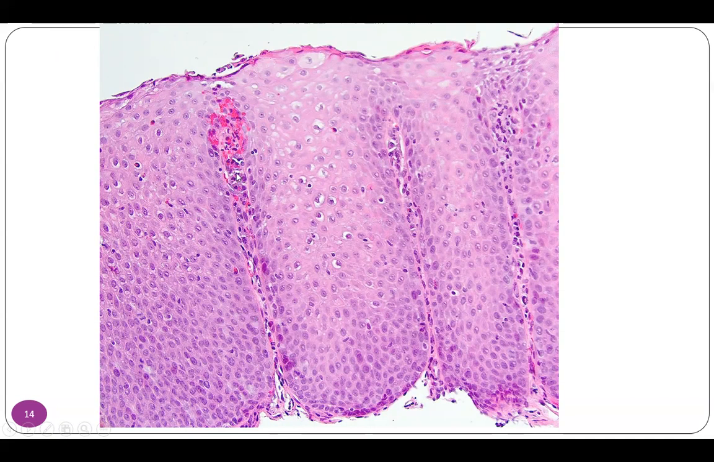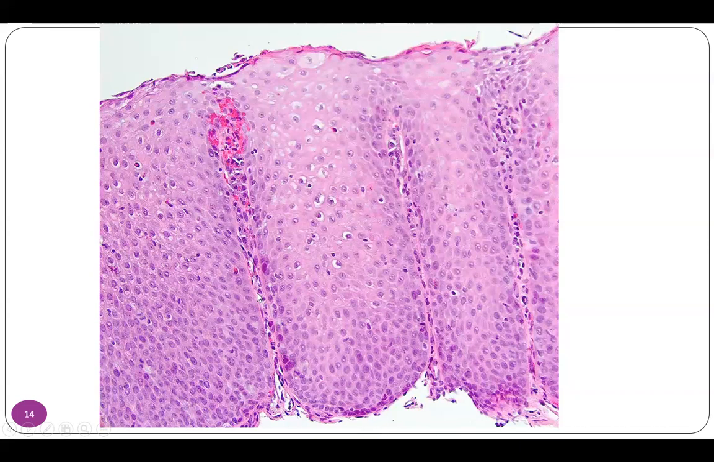Do you see the arrow? This is the papilla. Usually the papilla, the stromal element from the lamina propria, goes up to one third of the epidermis. If this is the whole thickness of the epidermis, we expect the papilla to stop here. I said one third.